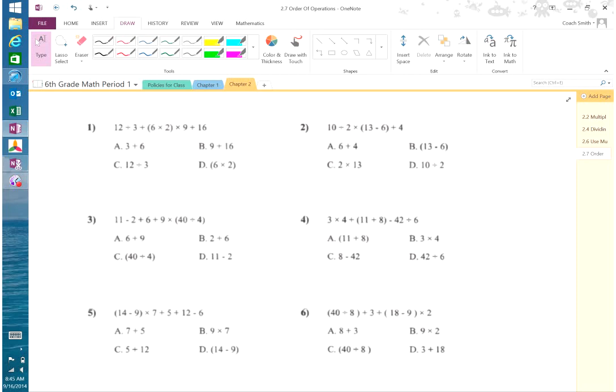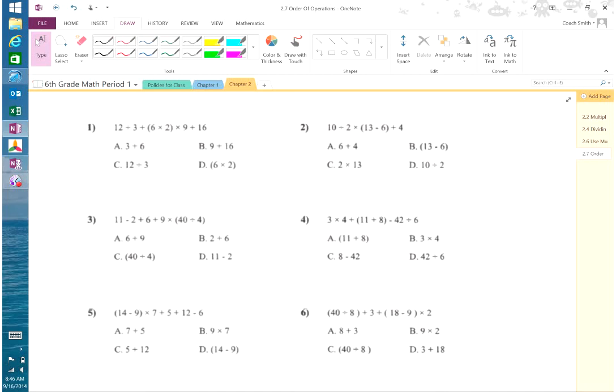Okay, I copied those over. They want you to go through those problems, and they want you to tell them which thing you do first. Okay? So let's look at problem number 1. Problem number 1 says 12 plus 3 plus parentheses 6 times 2, close parentheses, times 9 plus 16.